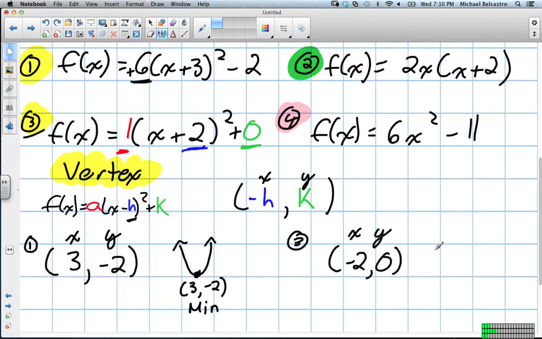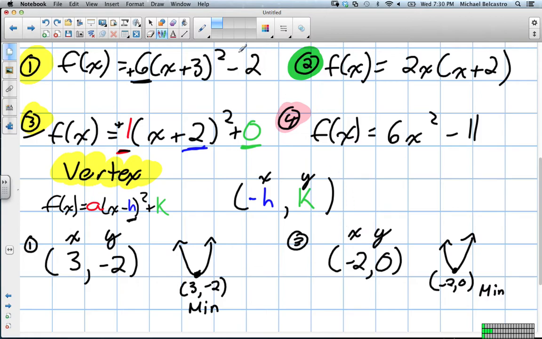Is it open up or down? It opens down. Why down? Because wait, no, it opens up. That's right. Why? Because the 1 is positive and not negative. Good. So it's positive, it opens up. Okay. The vertex is negative 2 and 0. That's that exact coordinate. Is that a max or a min? It's a minimum. Good. So we got that. So using vertex form, you can see it's easy to find those values.